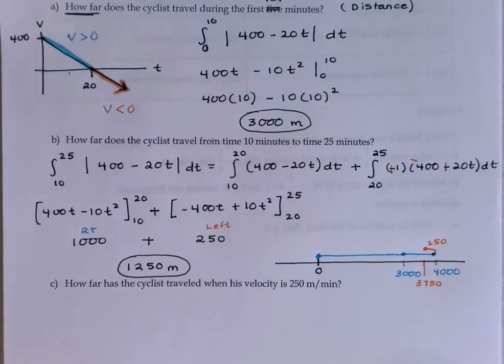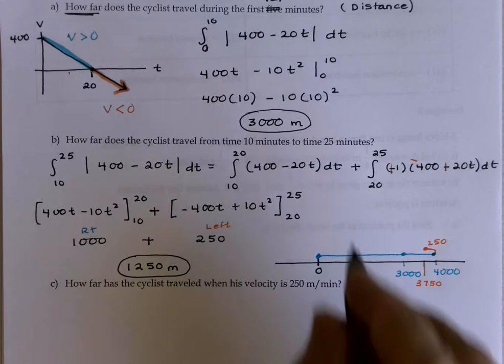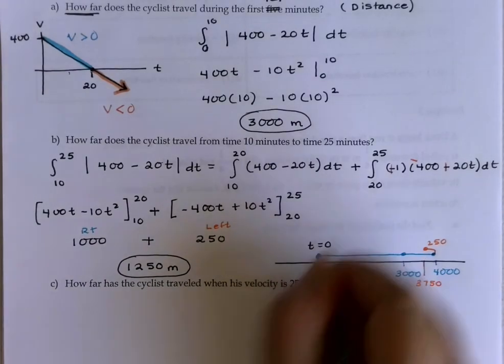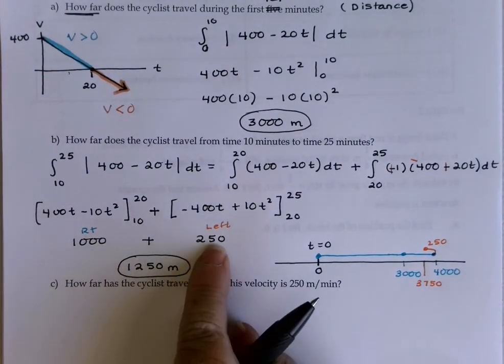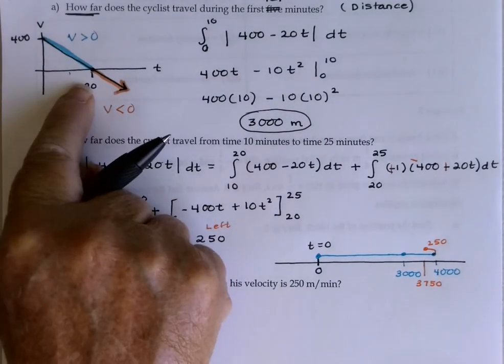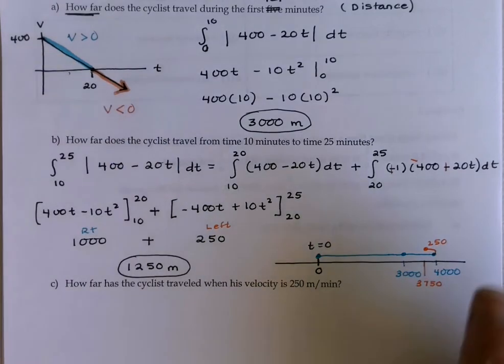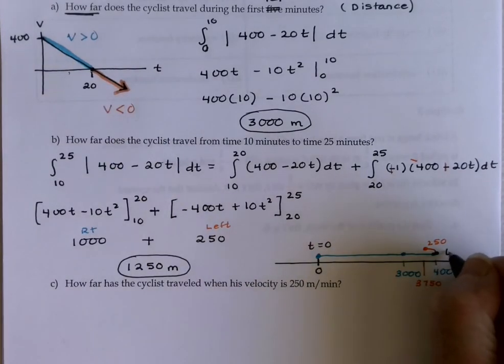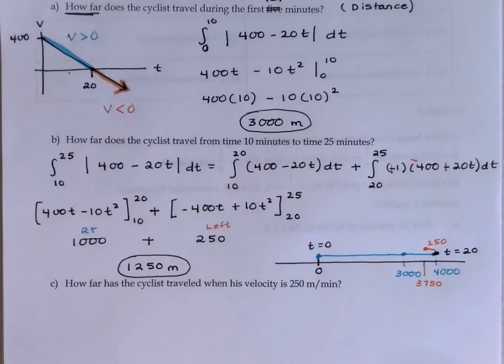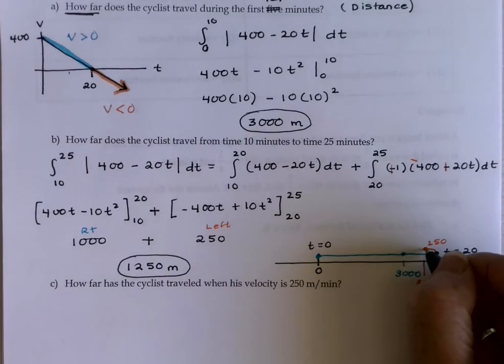By the way, one thing I didn't put on our last diagram, I probably should have, was times. We started here at time equals 0. We turned around at time equals 20 when we stopped going to the right and started going to the left. So this turnaround point here is kind of important. I should probably label that time equals 20. And then our ending point here was actually time equals 25.